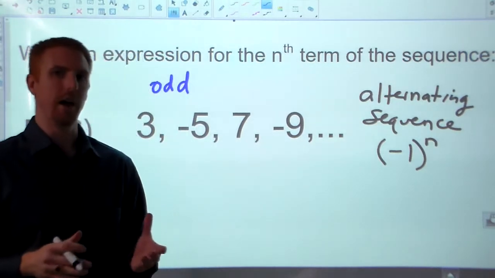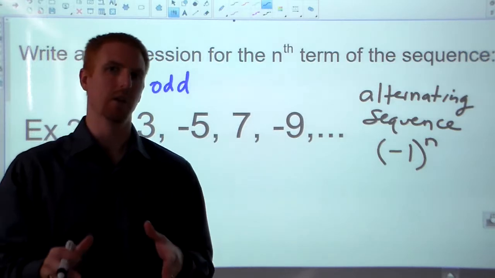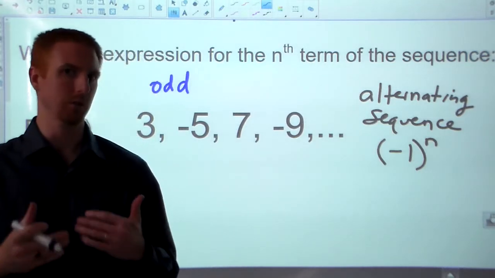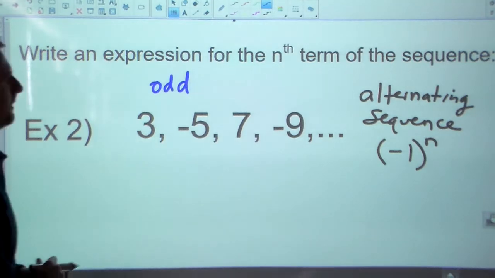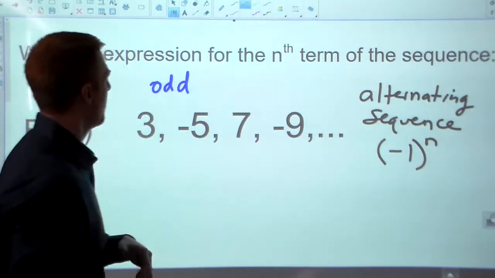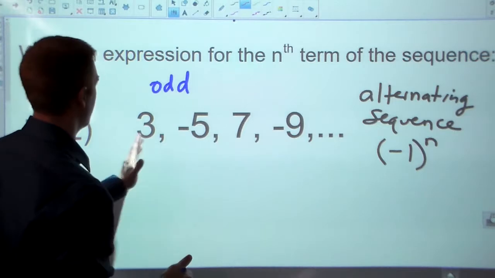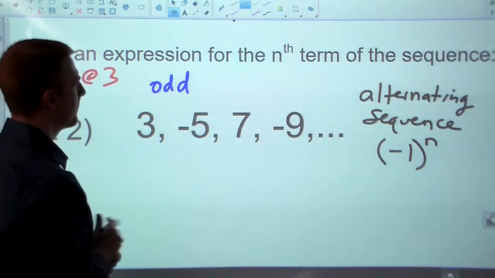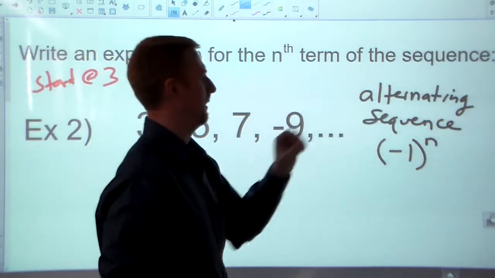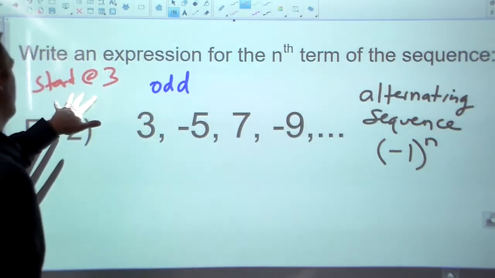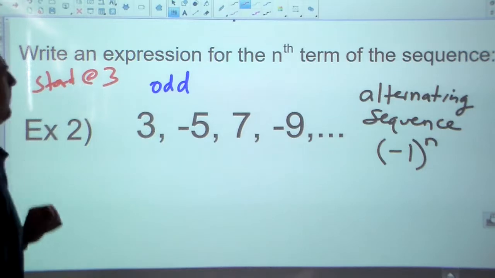If you don't know how to define an even and odd number, you're going to know after this section, because you'll just stumble into it if nothing else. So we'll talk about definitions of even and odd. And the only other thing really that stands out to me is this has to start at 3. So that's the three rules I need to play by. I need an alternating sequence, which means the -1 to the n is going to show up. And it's going to be the odd numbers. It's going to start at 3.